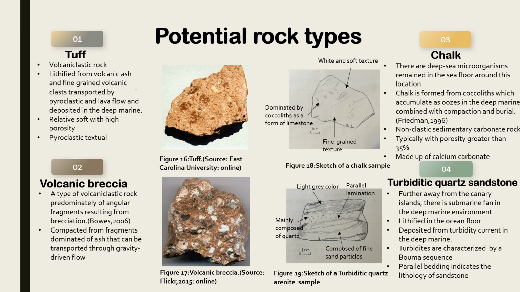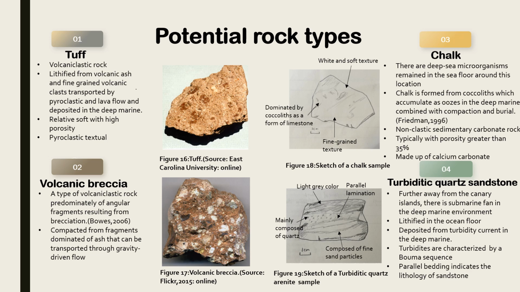The potential rocks formed in the deep marine covering this location include tuff, volcanic breccia, chalk, and also turbiditic quartz sandstone, which is formed further away from the Canary Islands, mainly in the submarine fan. As Tenerife, which is part of the Canary Islands next to the location, is a type of stratovolcano, it produces both lava flow and pyroclastic flow, and it has fine-grained volcanic clasts and volcanic ash that are deposited in the deep marine, which then lithify to form the volcanic clastic rock, tuff.